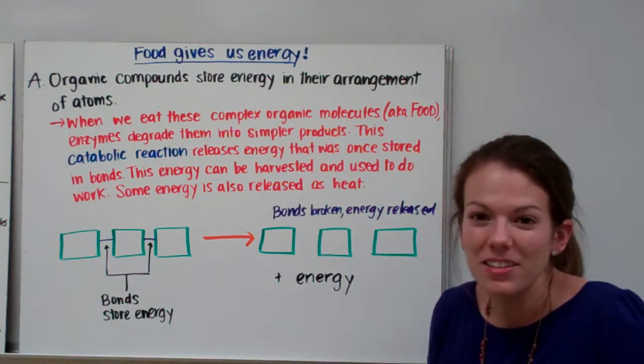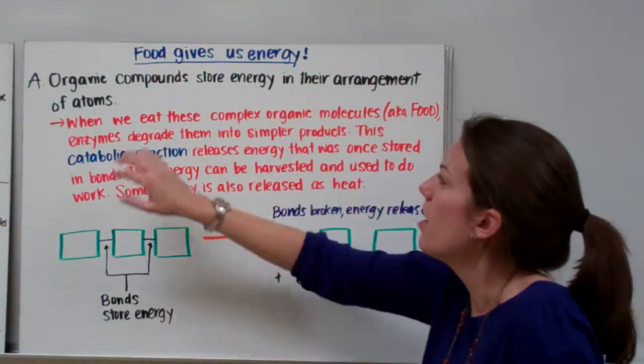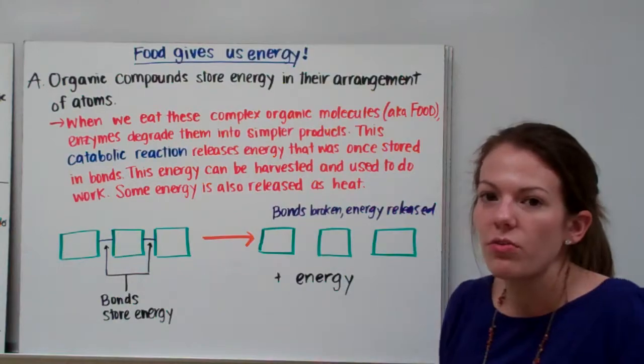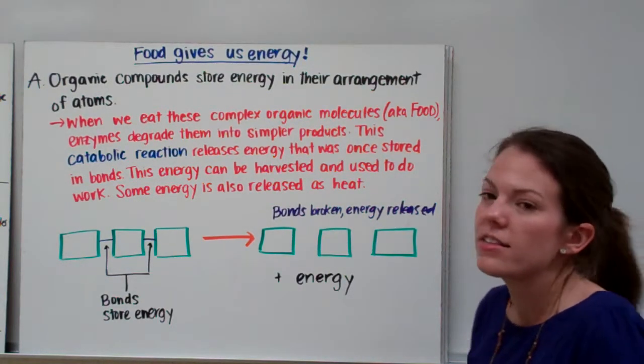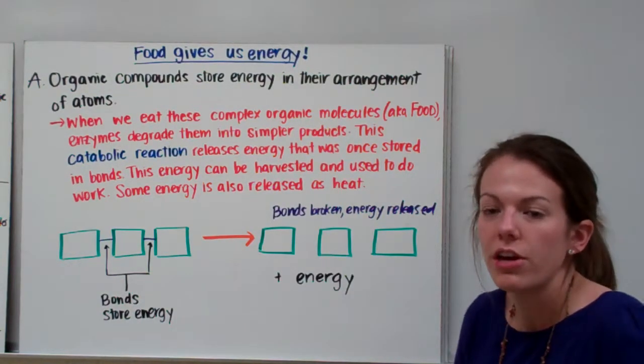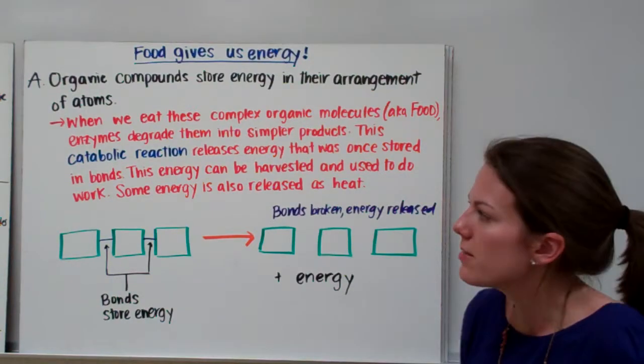Alright, I like to eat, lots of people like to eat. Not only does food taste good, but food gives us energy. Food or organic compounds store energy in their arrangement of atoms. So the reason that food gives us energy is that it has lots of chemical bonds between those atoms, and those chemical bonds store energy. When we break those bonds, they release energy that our body can use to power cell activities.